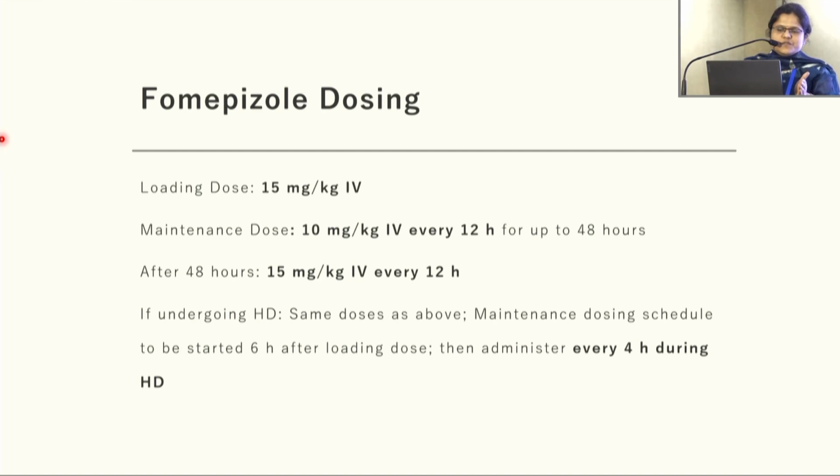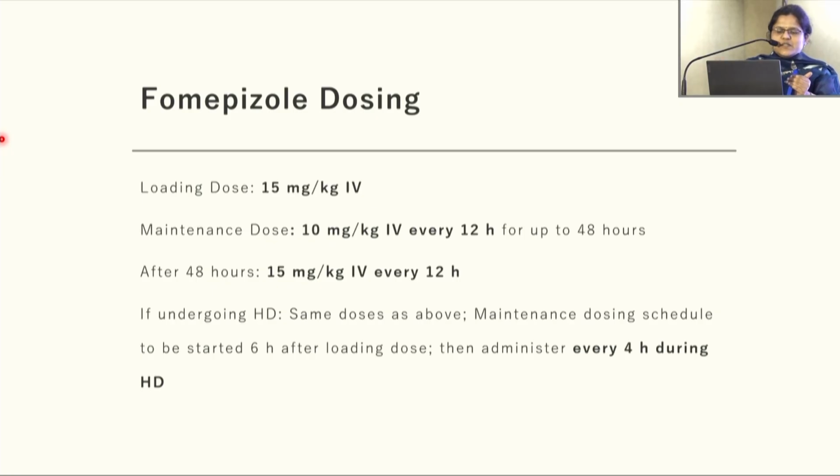It is a loading dose of 15 mg per kg IV, followed by maintenance, that is 10 mg per kg IV every 12 hours for the initial 48 hours. After 48 hours, we have to increase the dose of fomepizole because it itself will induce its metabolism through the cytochrome P450 enzymes. So you are increasing the dose to 15 mg per kg IV every 12 hours.